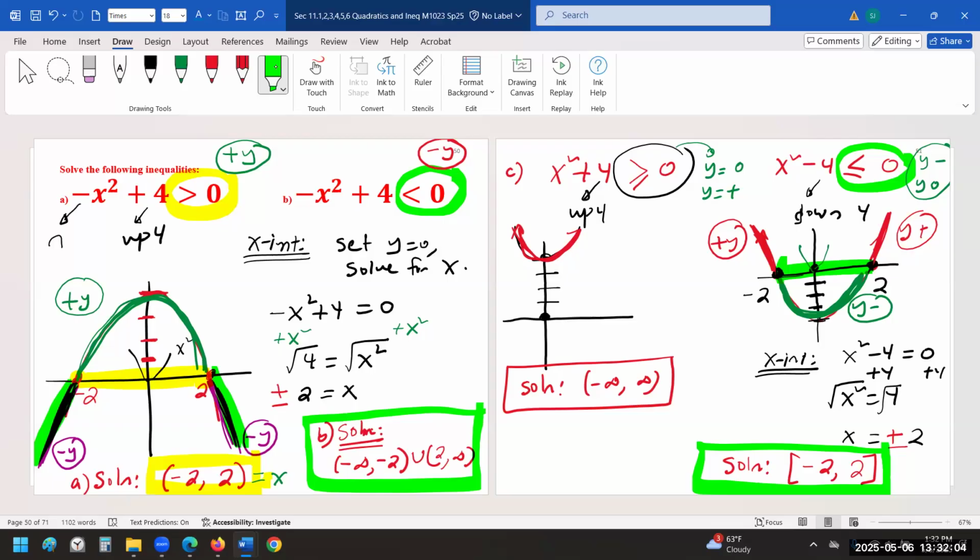So this is telling you what y you're looking for. You look at your graph and see where your y is, what they're asking for. And then based on the y, you take the x, all those x's as an interval.